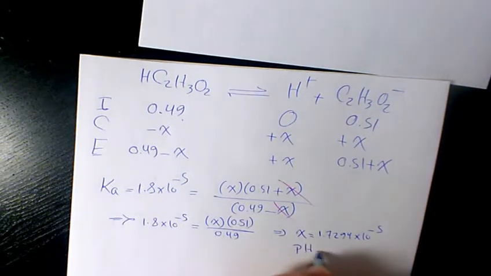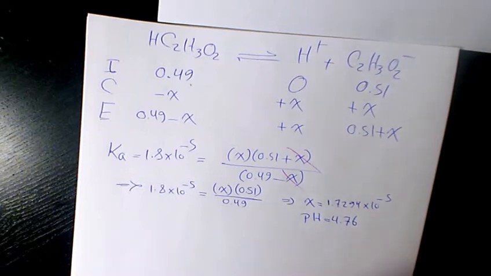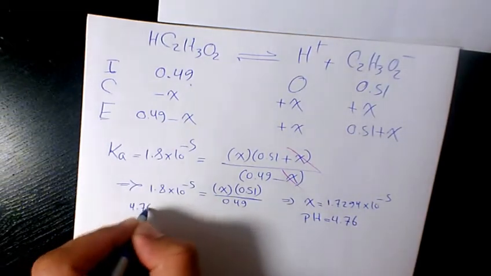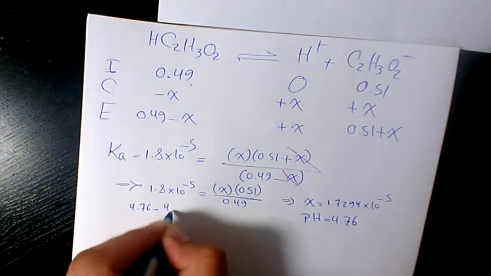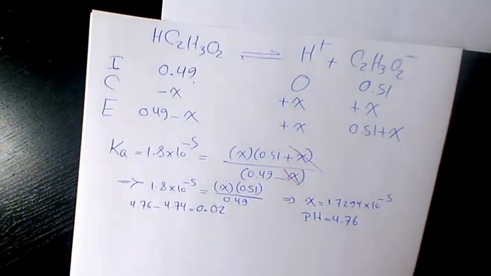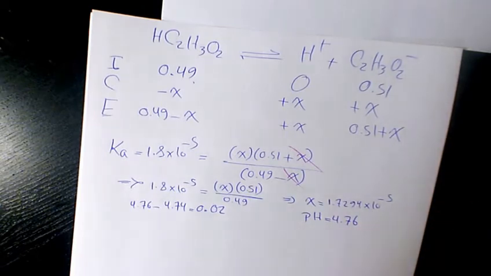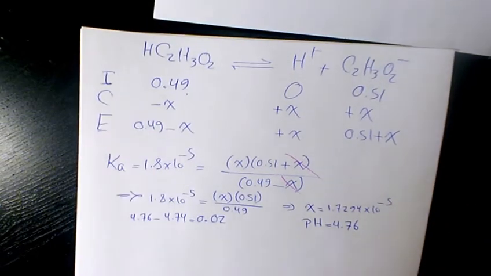4.76. So in the previous example it was 4.74, so we have 4.76 minus 4.74, so it is increased by 0.02 because of the addition of sodium hydroxide. So that's how a buffer works. It's going to resist pH change.